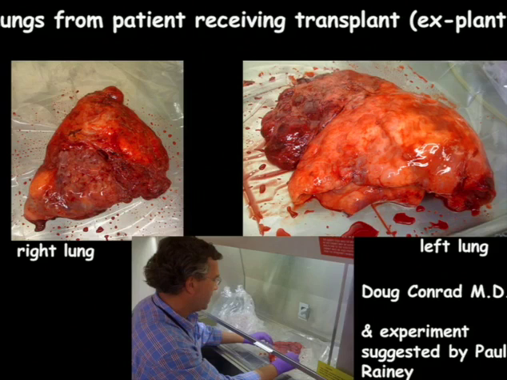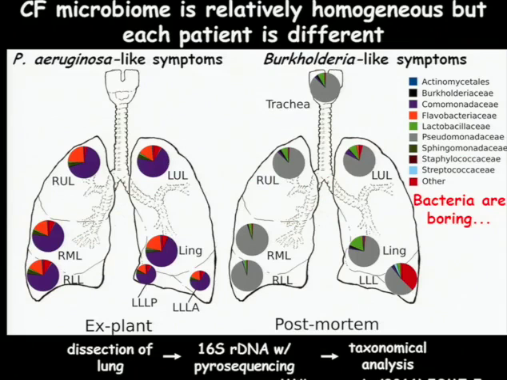All right. So what we're going to do here is we're going to look at this, and we're going to ask what's going on with the viruses and the bacteria. So when they do a transplant to replace someone's lungs, they pull out these, the old lungs, okay? And we get those, harvest them, and then dissect them, and we're going to look at what's happening in different lobes of these lungs.